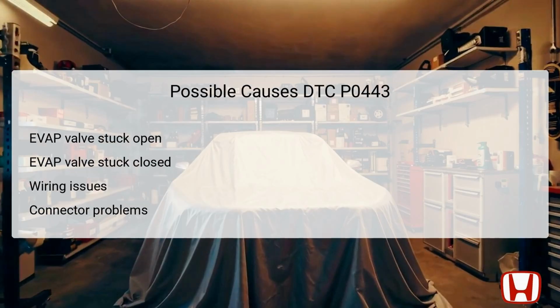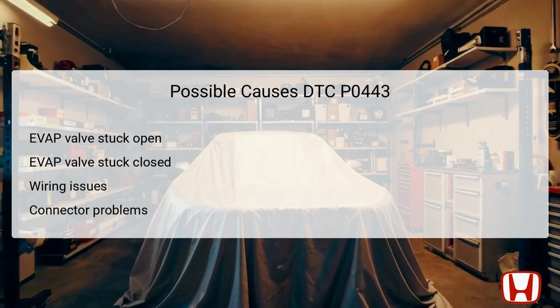There are several possible causes associated with the DTC P0443. One primary cause is if the EVAP canister purge valve is stuck in the open position, which may lead to an excessive flow of fuel vapors. Conversely, if the valve is stuck closed, it restricts vapor flow, causing the system to malfunction.